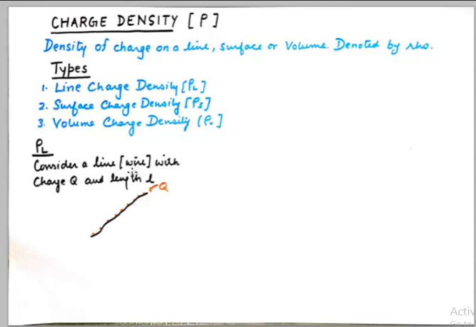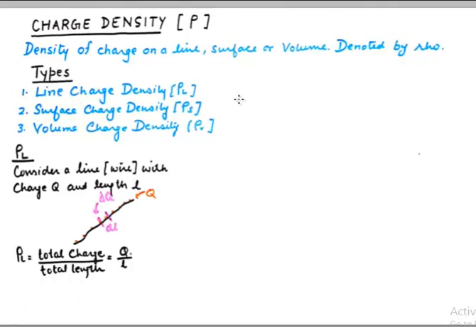So we have a thin wire with total charge Q spread all across the wire, and the length of the wire is L. Now understandably, the density of the charge on this wire can be easily found using this formula, where the line charge density is the total charge upon the total length. So Q upon L will be the line charge density.